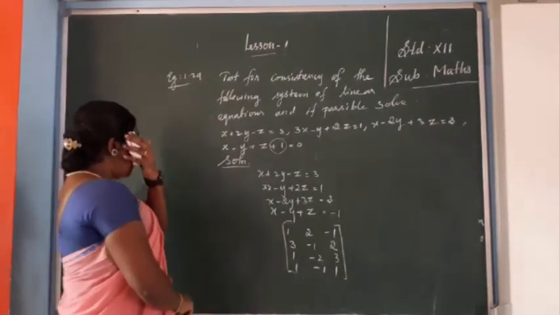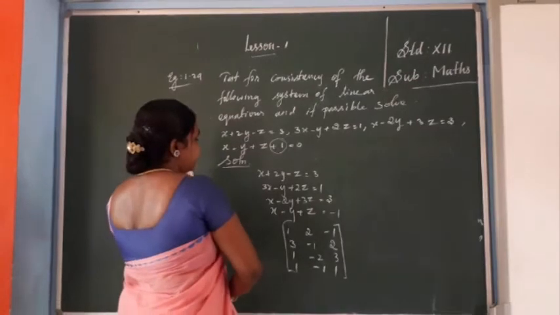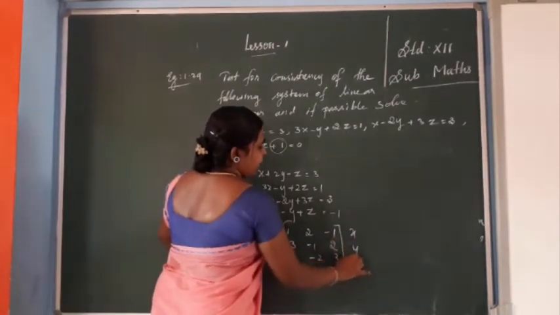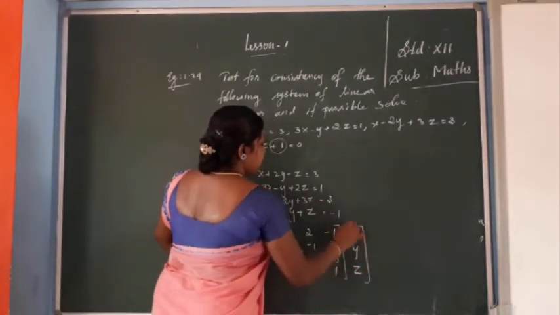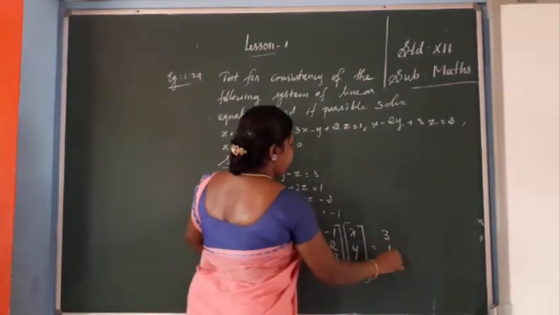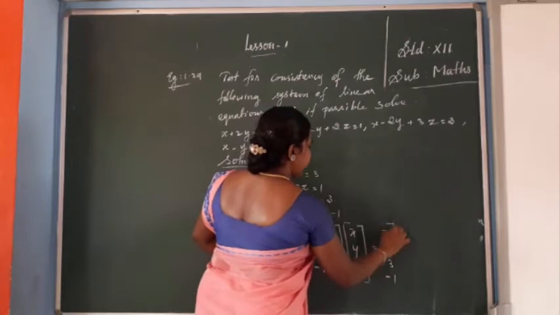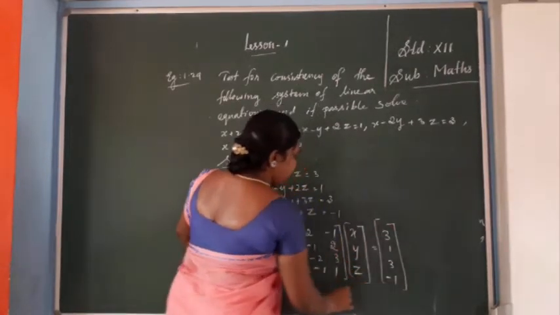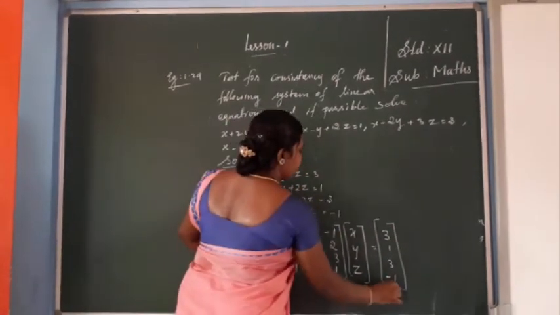Here the unknowns are x, y and z. Okay, x, y, z equal to a constant. The constant is 3, 1, 3, minus 1. This is the constant, so b. Okay, Ax equals b.